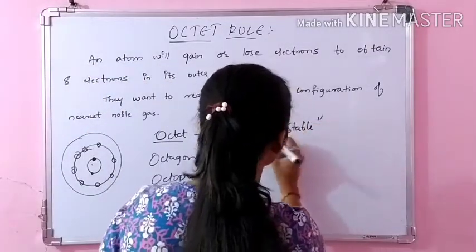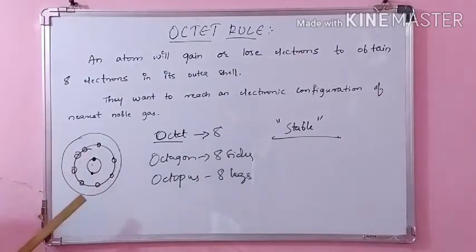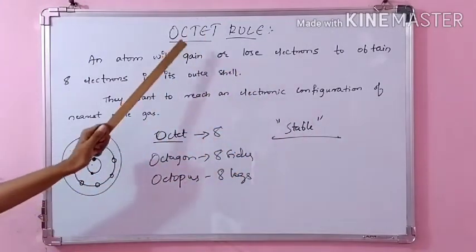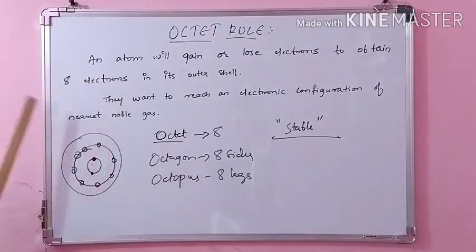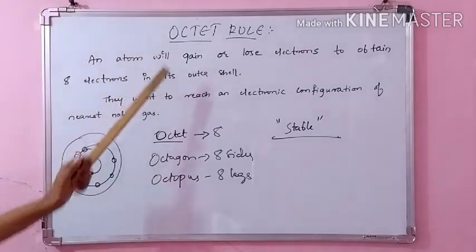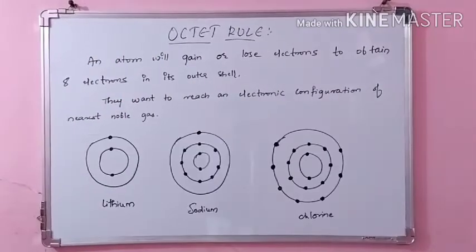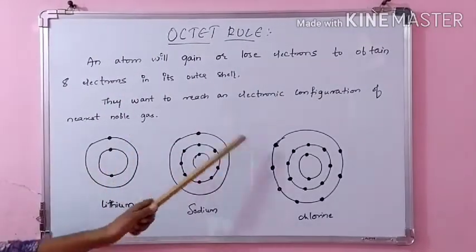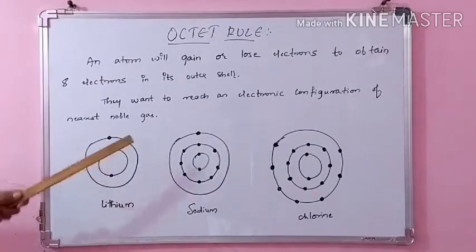This is the most important word we should know. All the atoms, whatever you take, want to have stability. To get stabilized, what do they do? They want 8 electrons in their outer shell. This is nothing but your octet rule. Now we can see here I have drawn the energy level diagrams of lithium, sodium and chlorine. Clear? I have drawn the atomic structure of each.